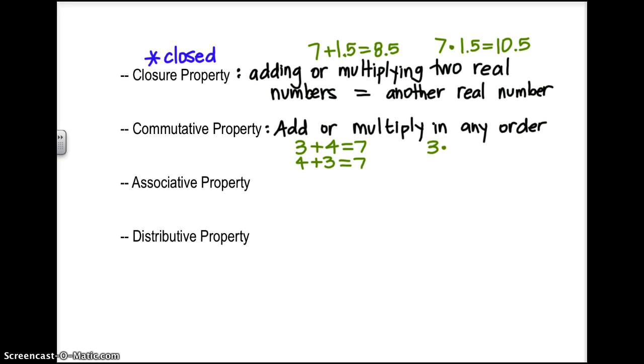Okay. 3 times 4 equals 12. 4 times 3 also equals 12. You can do it either order, you will get the same answer.